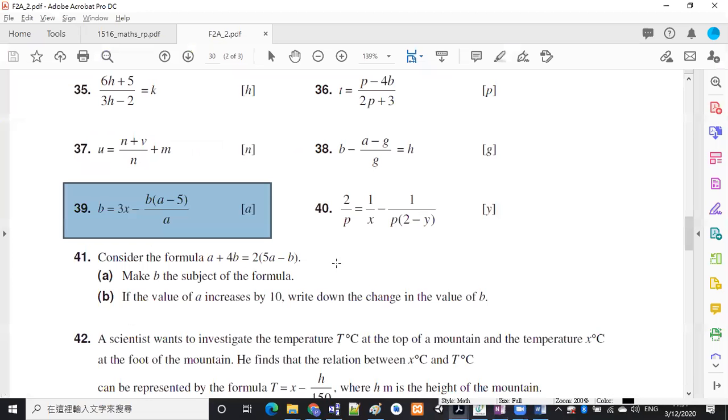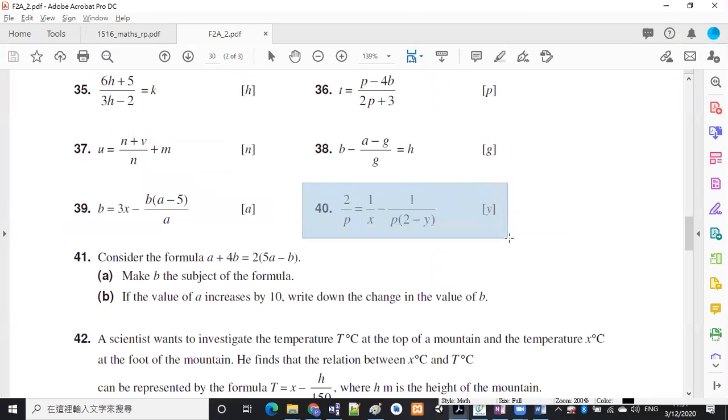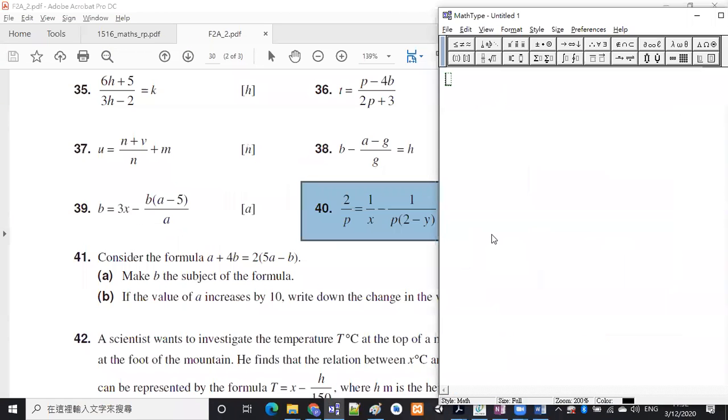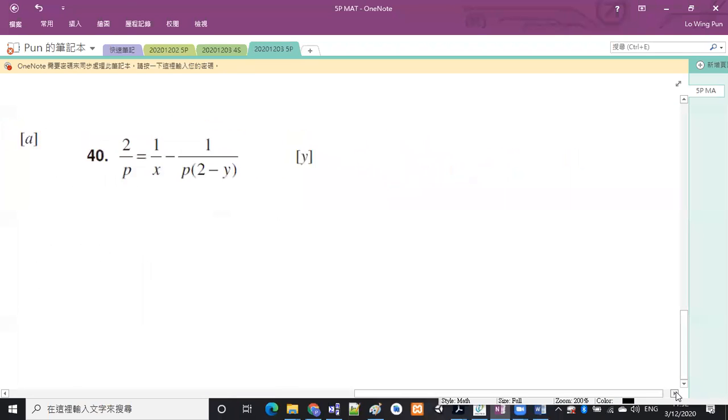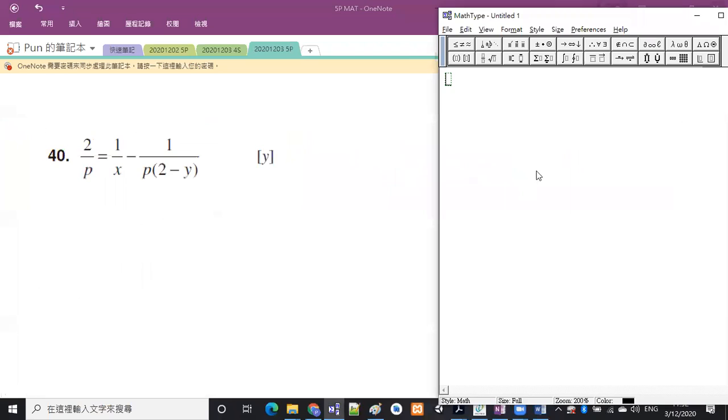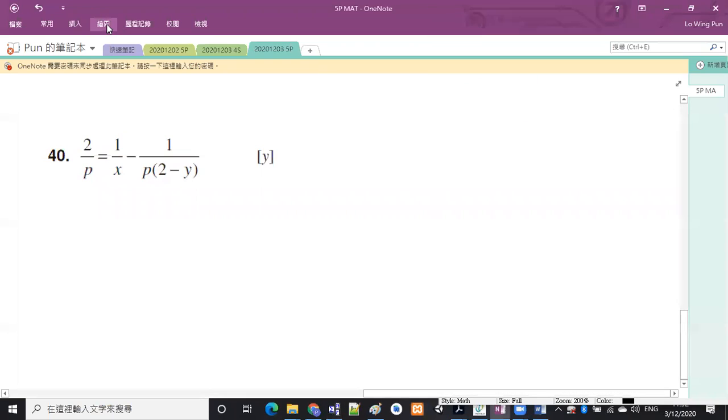Number 40. So 2 over p is equal to 1 over x minus 1 over p times 2 minus y. Okay, so this one, please put a double star here.